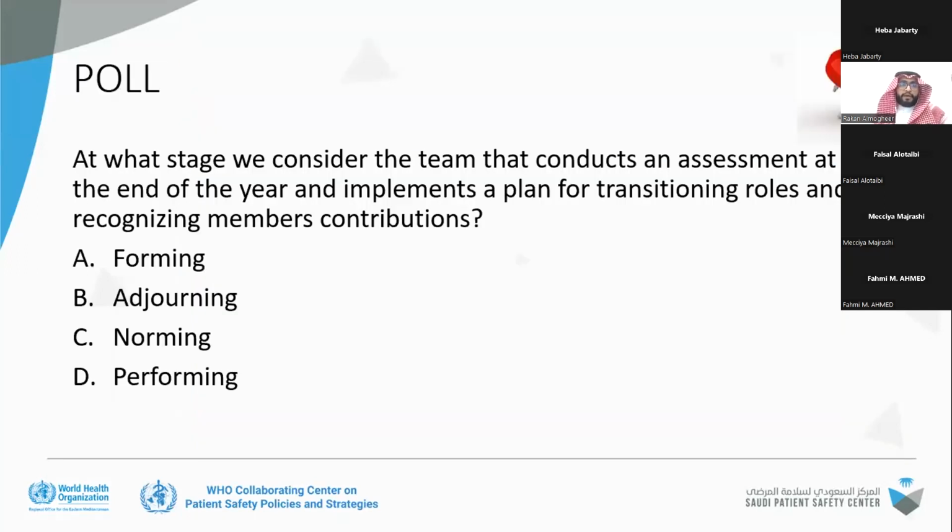Let's have another poll. At what stage do we consider the team that conducts an assessment at the end of the year and implements a plan for transitioning roles and recognizing members' contributions? Are they at the forming stage, adjourning stage, norming stage, or performing stage? So I will repeat it again. At what stage do we consider the team that conducts an assessment at the end of the year and implements a plan for transitioning roles and recognizing team members' contributions?